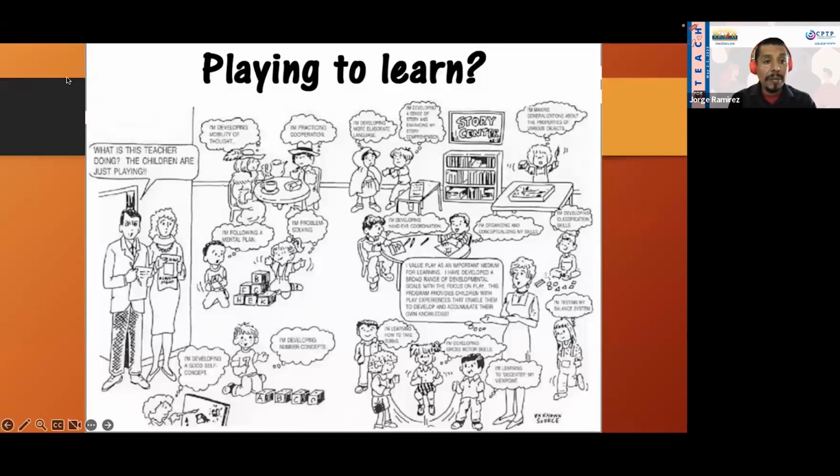When you do, I want you to pay attention to this picture, playing to learn. Here you have a teacher and an administrator coming in and just saying, what are these kids doing? I know, because I was in that situation early in my career, where I would feel pressure from administrators coming in. They need to see the children learning because I'm a good teacher and I have to have my classroom in order and everybody needs to be sitting down, quiet and looking ready.